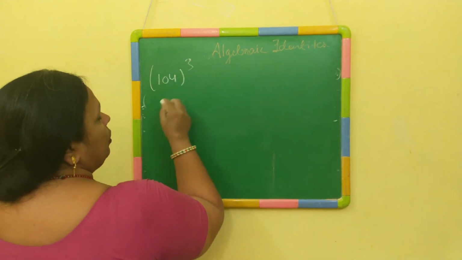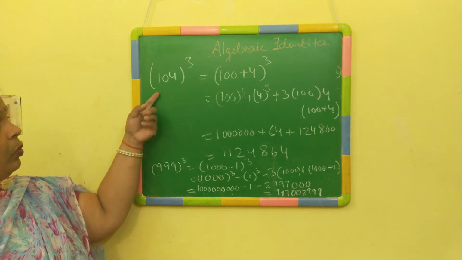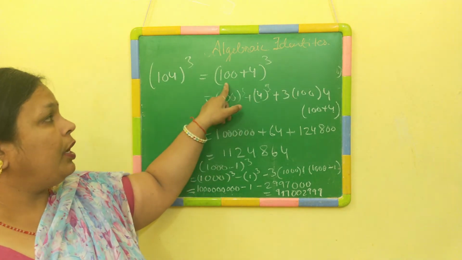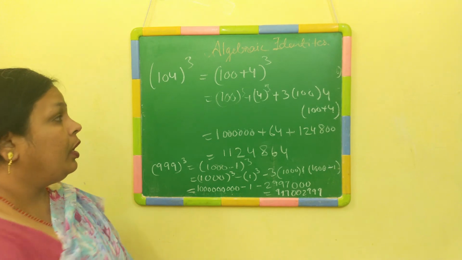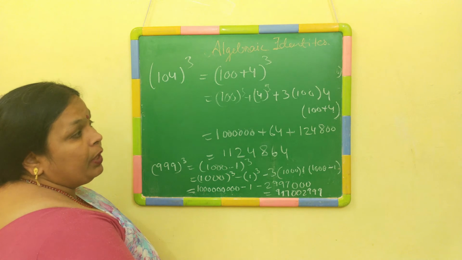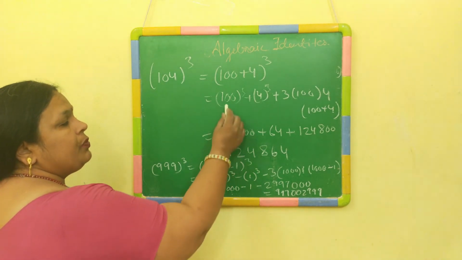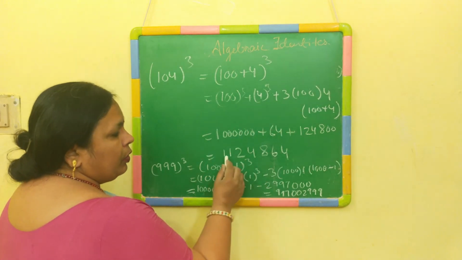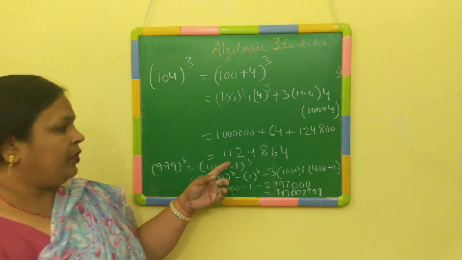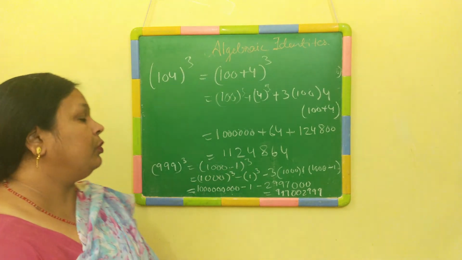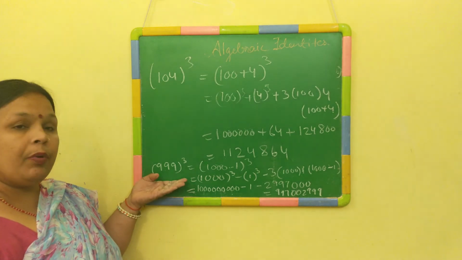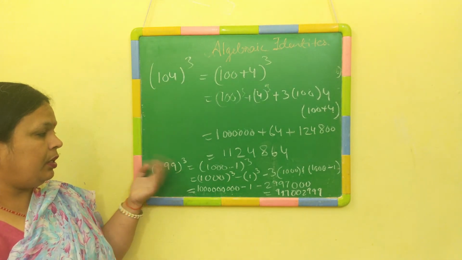104 whole cube. Now 104 whole cube is nothing but (100 + 4) whole cube, where a is 100 and b is 4. So 100 cube plus 4 cube plus 3ab, that is 3 into 100 into 4 into (a + b). But on further simplification, we are going to get the value as 1124864, that is 11,24,864.